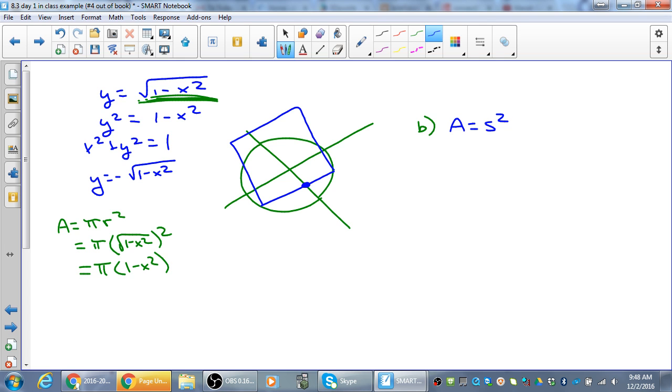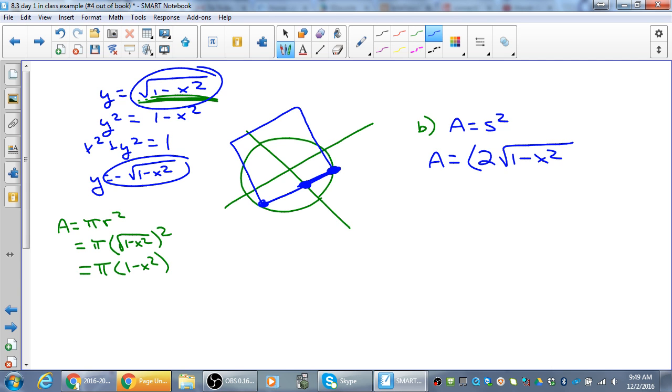Well, from here to here, that's only half of the length. Now if we added the two together, if we added this plus that, in theory, that should be the length, right? Well, one's negative and one's positive. When you add those two together, you're gonna get 0. You're not gonna get the length that we want. So what we do is we just take one of those and we just double that. So now the length of a side is 2 times the square root of 1 minus x squared. We double that length and we get the length of the entire side. We can't add the two together. We get 0.